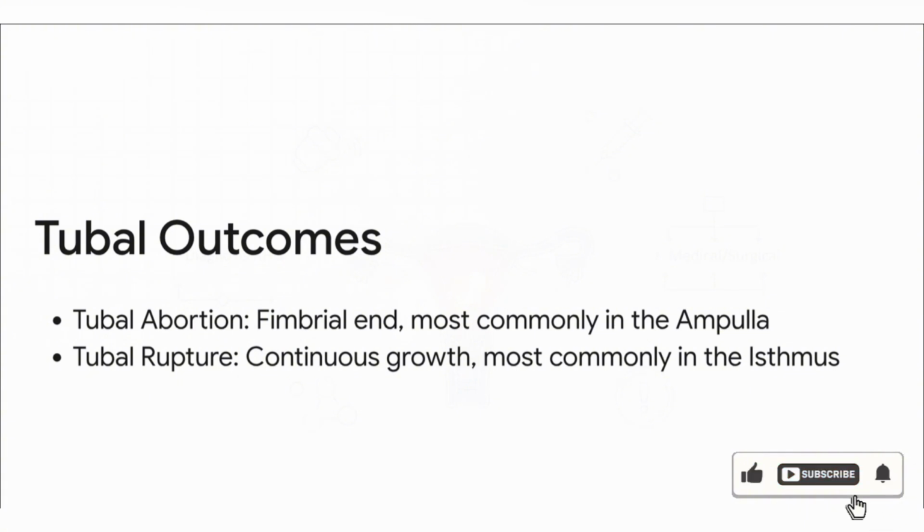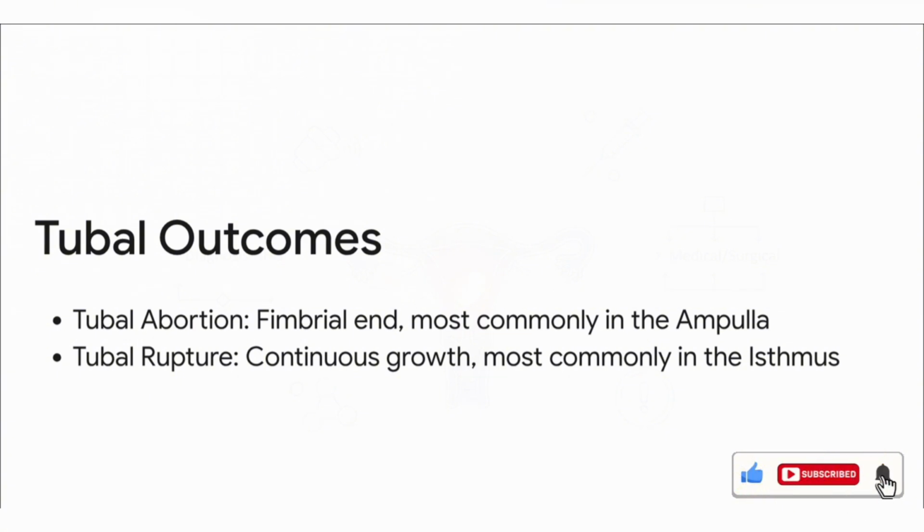Now, if the ovum is stuck in the tube, what are the possible outcomes? Two main things can happen. Number 1, tubal abortion. This is where the ectopic pregnancy is basically expelled out of the fimbrial end into the abdomen. The most common site for this to occur is the ampulla.